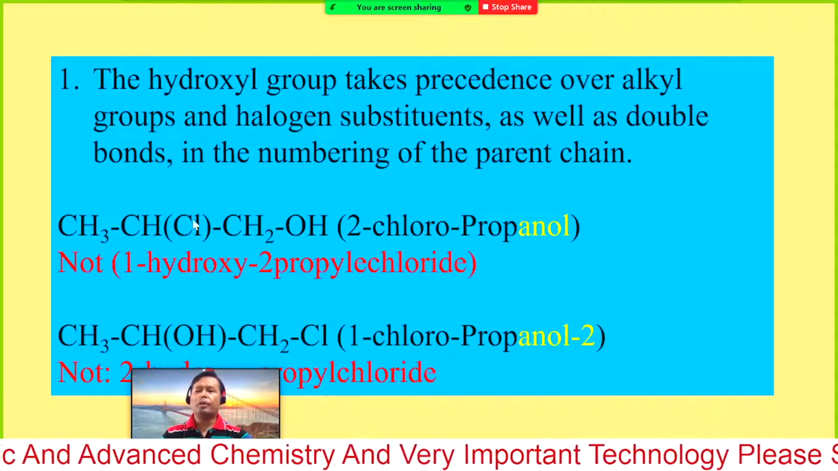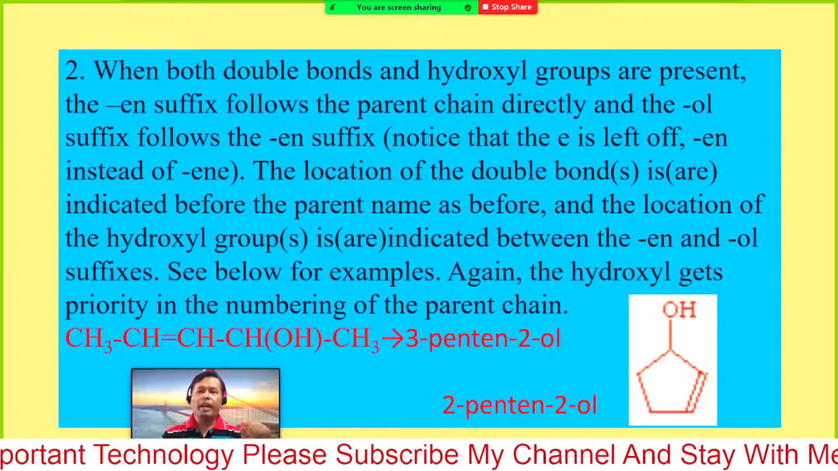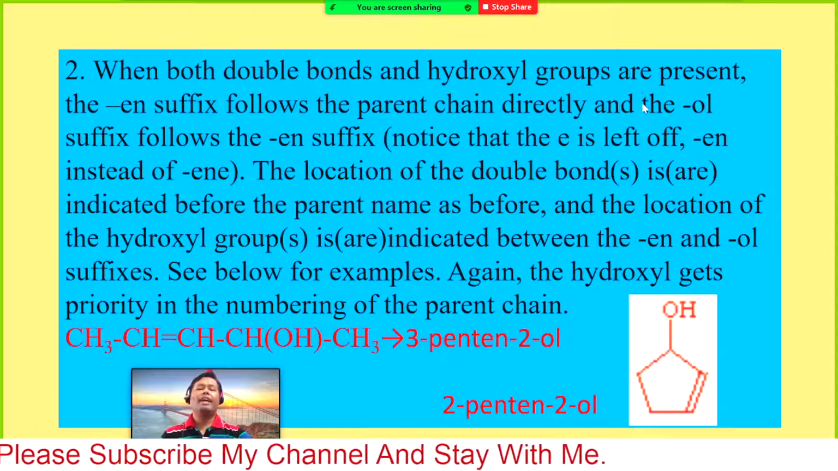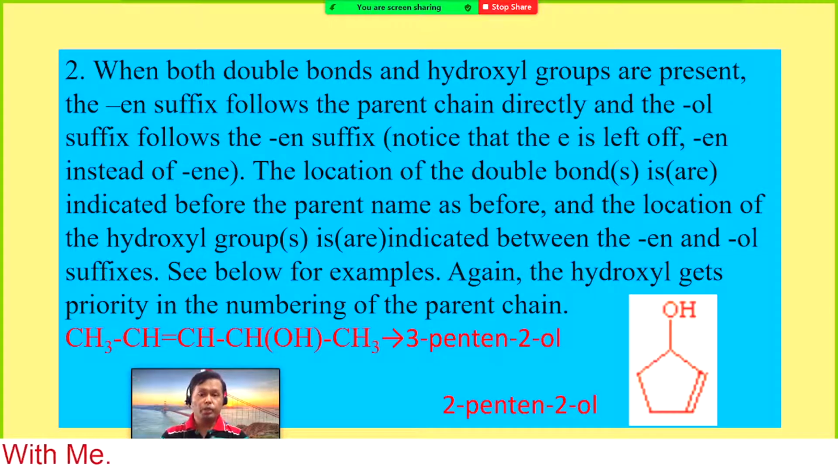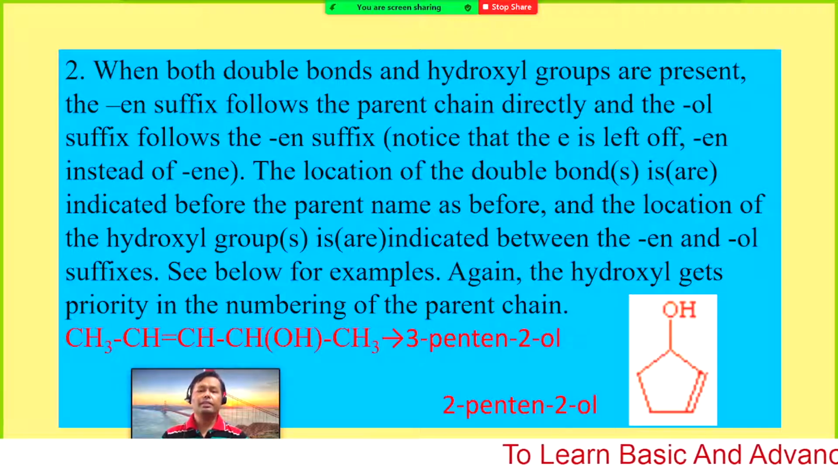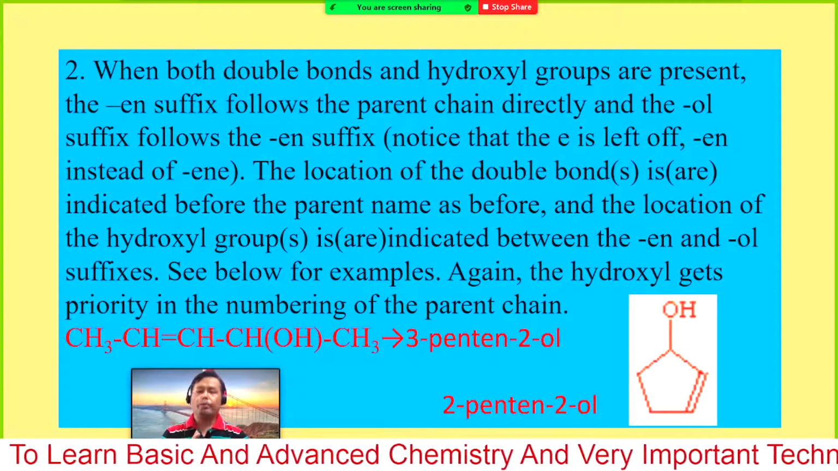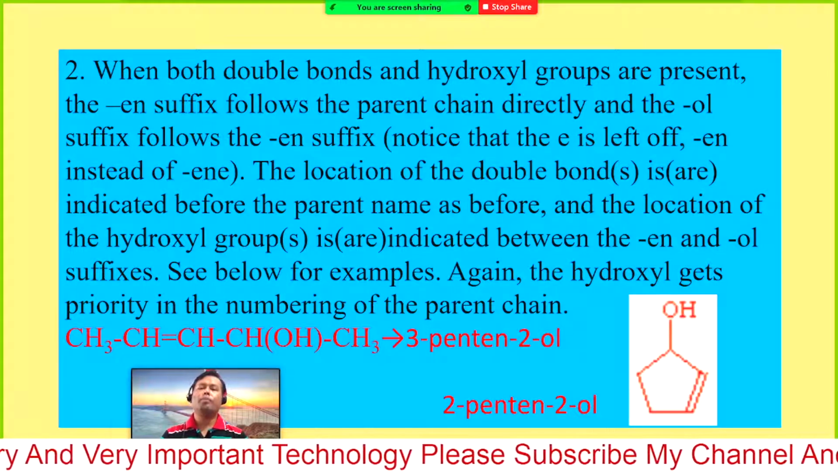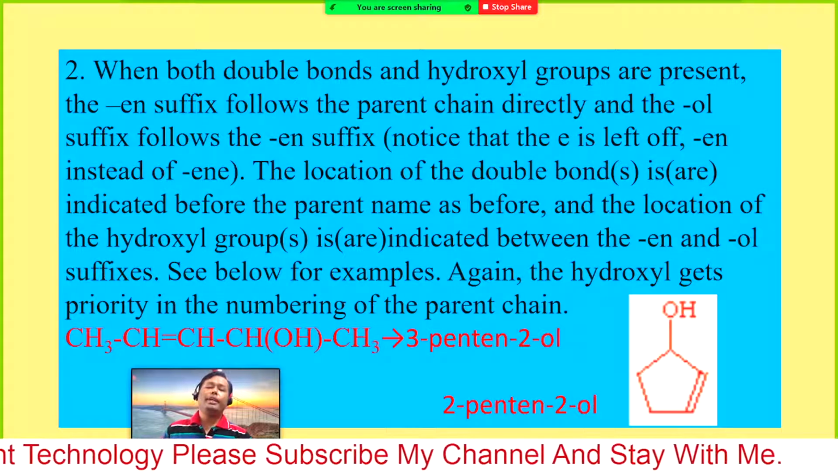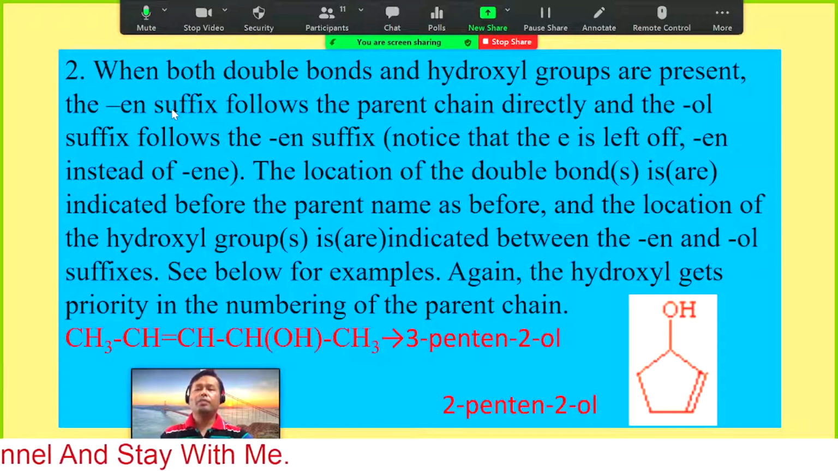I did not show any example with double bonds, because I want to show you that a little more precisely. When both double bonds and hydroxyl groups are present in a compound, should we consider it an alcohol or an alkene? In the previous rule we mentioned that we should give preference to the alcohol, even if we have alkyl groups, halogen groups or multiple bonds. So we consider that compound as an alcohol and the rest need to be mentioned as substituents.